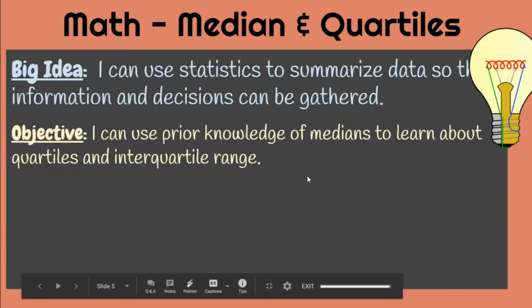So today we're going to be specifically using our knowledge of medians as well as mean to learn about quartiles and interquartile range. In addition, we're going to interpret a scattergram, but our main focus of the lesson today will be finding quartiles and the interquartile range.